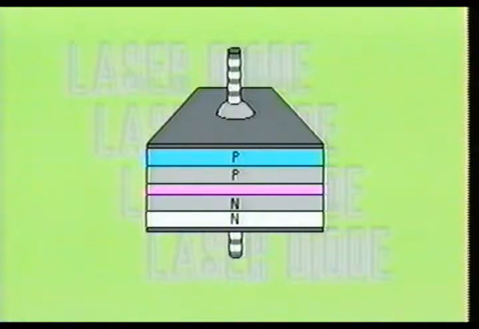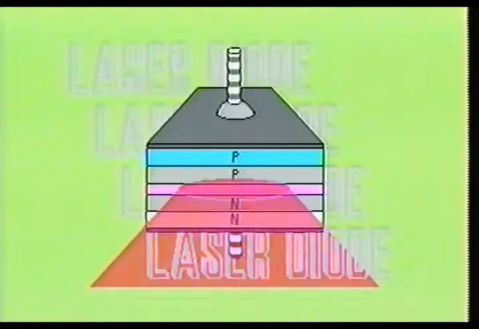When the current passes through the metallic plates, the excess electrons in the N-type material combine with the holes in the P-type material. This recombination of charge carriers takes place in the active area of the semiconductor device. When the electrons and holes recombine in the active region, the atoms are induced into an excited state of population inversion. Thus, the lasing process begins.